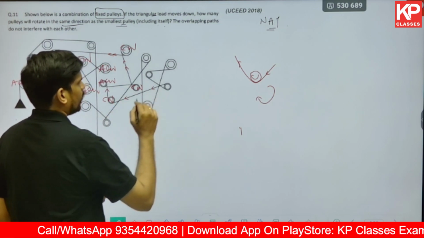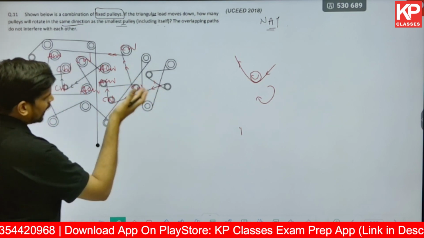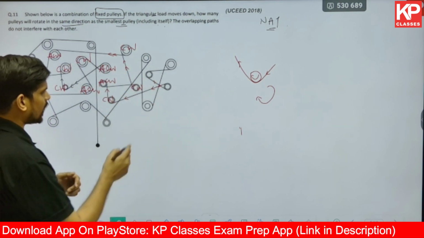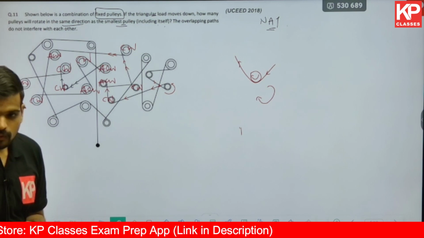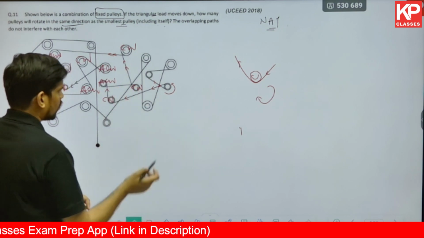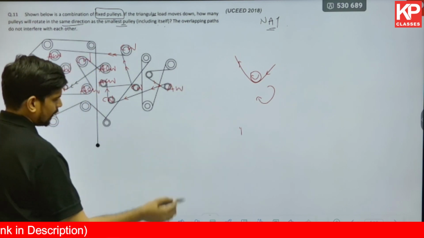Now the rope, for it to increase its length in the leftward direction, will experience a movement in the downward direction at this point. So this is the movement of the rope and also the pulley, which is basically a counterclockwise or anti-clockwise movement. So I'll just mark it as ACW, anti-clockwise.